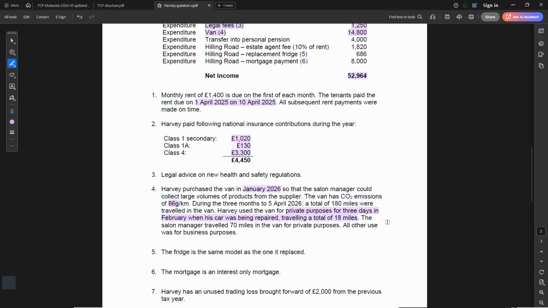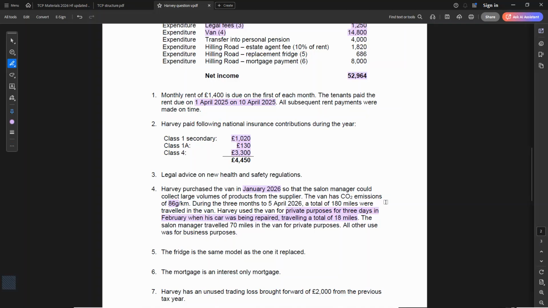When we're looking at private use, we're only looking at the private use for the business owner, which is Harvey. We don't need to worry about any private use for the salon manager, but we do need to adjust for the private use for Harvey. So 180 miles were travelled in the van and Harvey used it for 18 miles private use. So that's a 10% private use here. So capital allowances can only be claimed on 90% here.